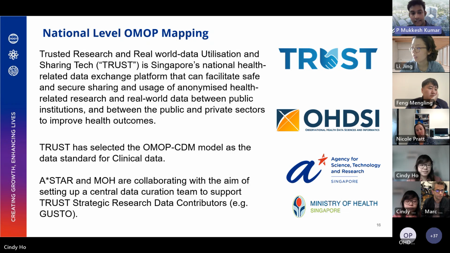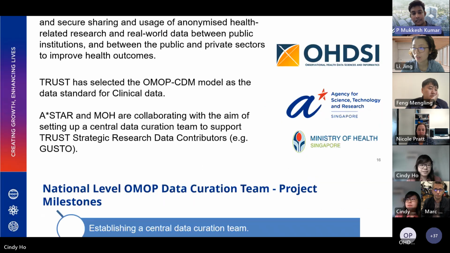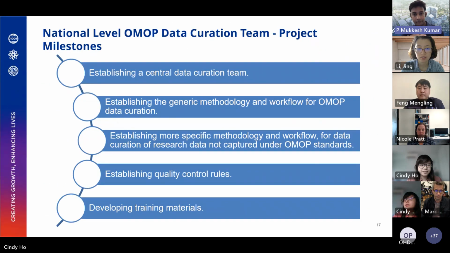And essentially at steady state, this central team will be the ones doing the mapping at a national level. Now, when a data contributor comes to MOH and they share the data, A-Star will be providing our support and resource in doing this mapping with MOH and giving the fused data set back to the researcher in the OMOP CDM format. So it's a lot of effort, and to get there is where we are forming this central team. The next slide gives a bit of an outline of the milestones for this central team that's being formed.